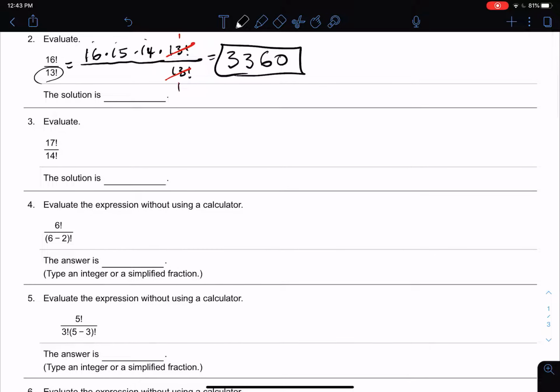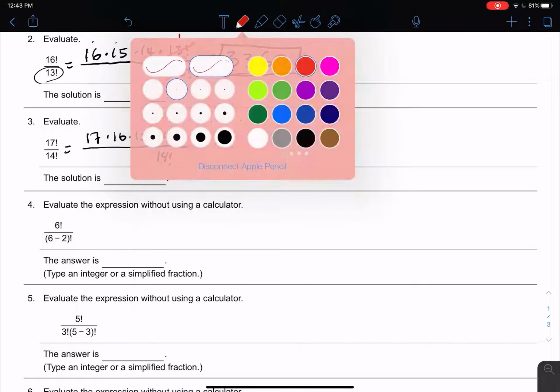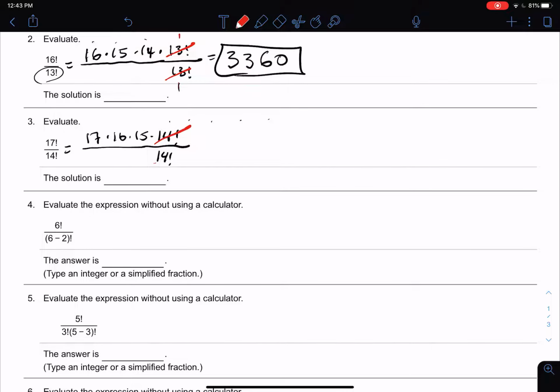Moving on to evaluating the next one in a similar way, we're going to write 17 times 16 times 15 times 14 factorial. We could write that 13, 12, and down, but that will just match up perfectly with the 14 factorial, which would do the same. And so we might as well just stop right there and realize that 14 factorial over 14 factorial just reduces down to 1, leaving us with 17 times 16 times 15, which has a product of 4,080.